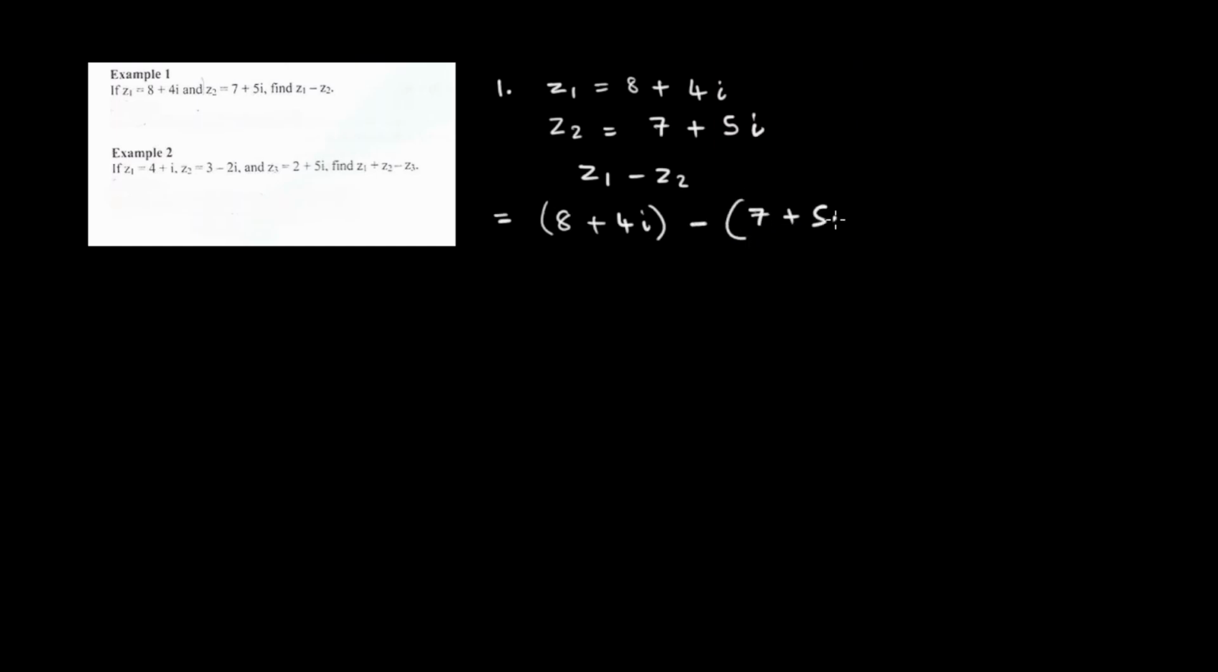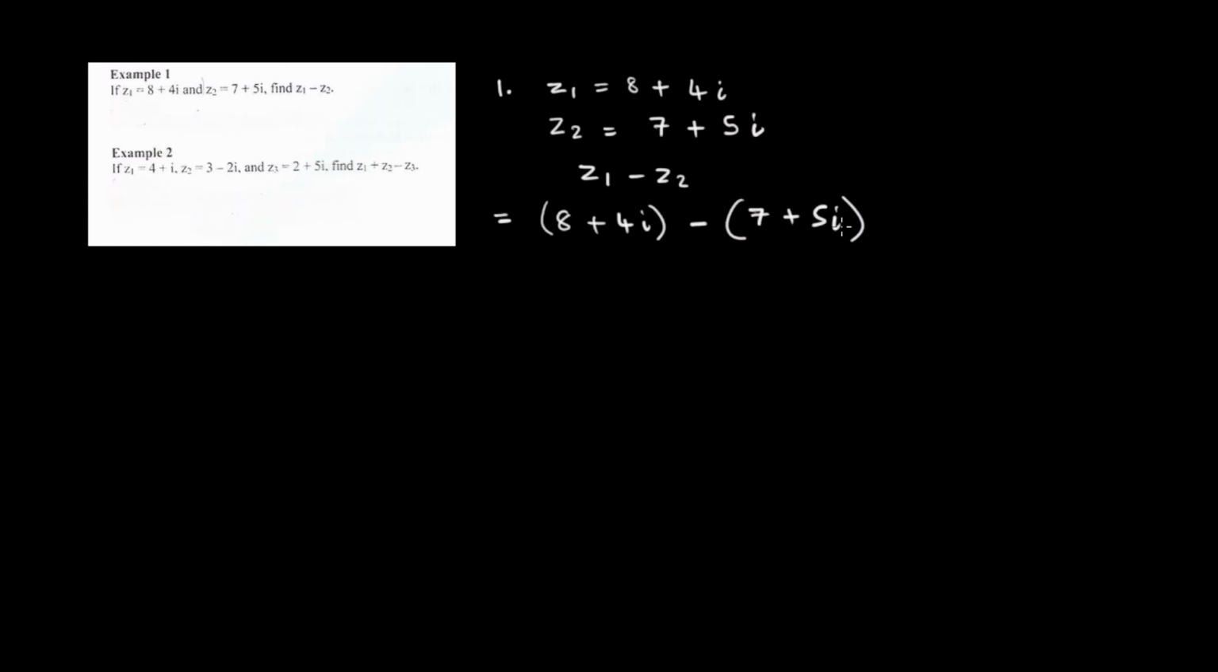Saka number 1 yatiudza kuti if z1 is equal to 8 plus 4i, saka 8 ndiyo the real part of our complex number, 4i is the imaginary part. Then tikaudzwa kuti z2 is equal to 7 plus 5i. 7 is the real part, 5i is the imaginary part. Chiri kudiwa pano it's z1 subtracting z2. So z1 minus z2 inge equal to 8 plus 4i minus 7 plus 5i.